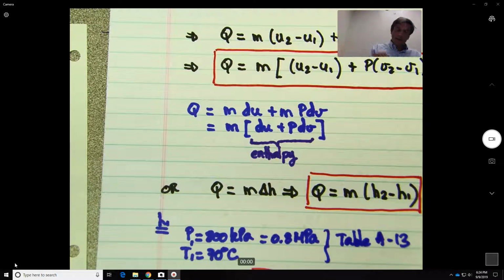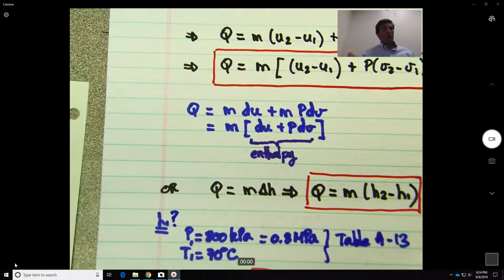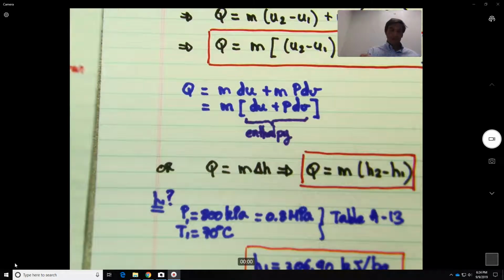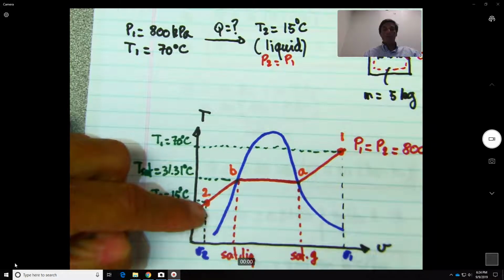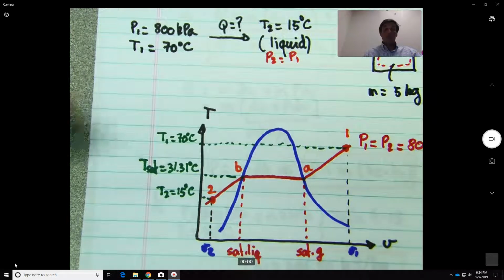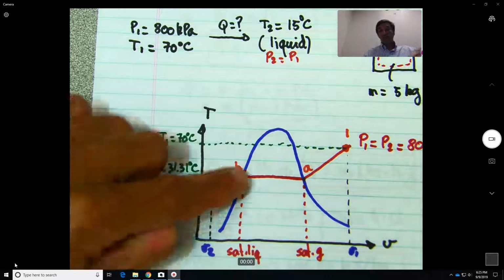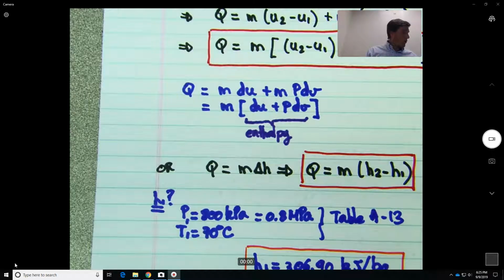Okay, so we need now to find H2. So what do we know about H2? It is in the liquid state. So you will think, okay, let me try to find the table for the liquid state of refrigerant 134a. But if you go to the textbook, you will find out that there are no such tables. If you remember the previous video, for incompressible substances the properties do not change much as a function of the pressure. So we need to go to the saturated table and just look at the temperature and see what happens.